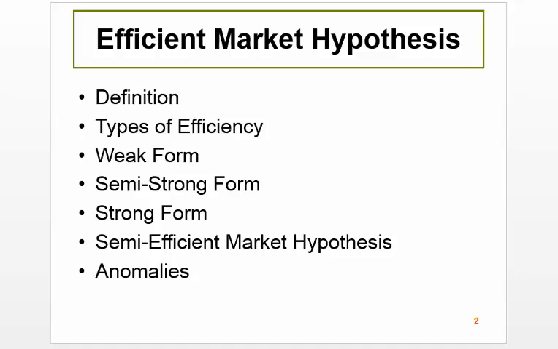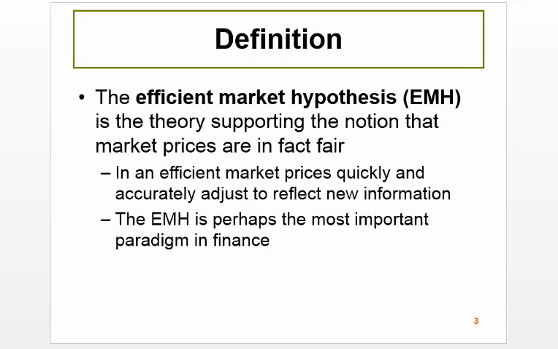Now, as far as an outline for this lecture, I'm going to discuss the definition of the efficient market hypothesis, talk about the three different types, which are the weak form, the semi-strong form, and the strong form. And then I'm going to talk about a couple things that might violate the efficient market hypothesis, specifically the semi-efficient market hypothesis and anomalies. So let's get straight to the definition.